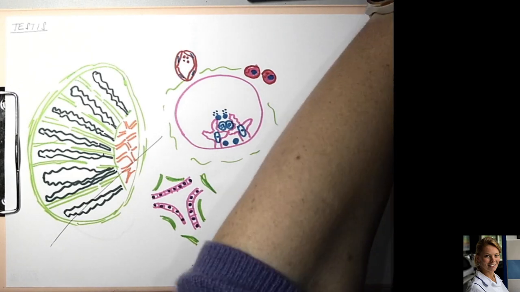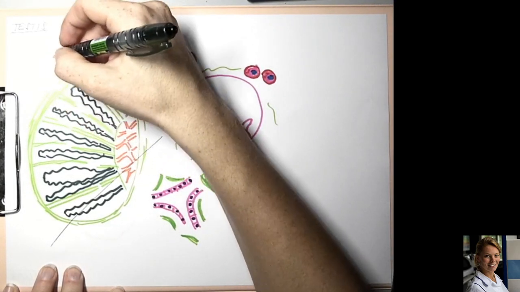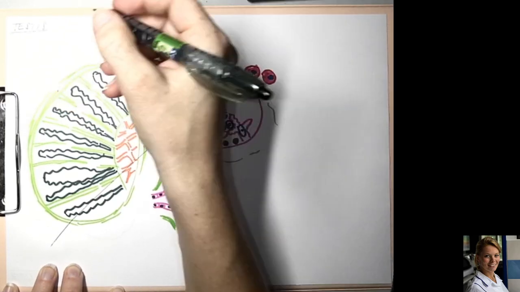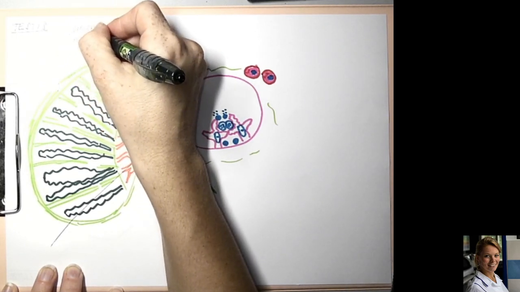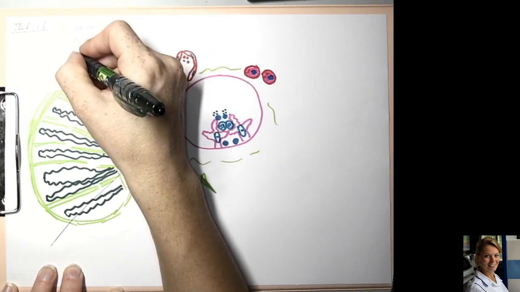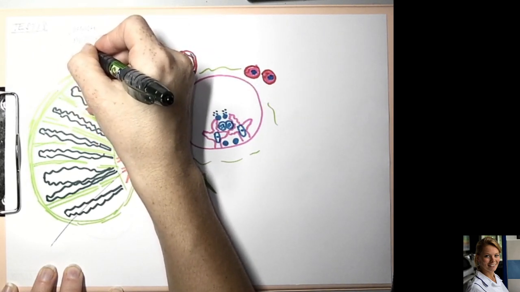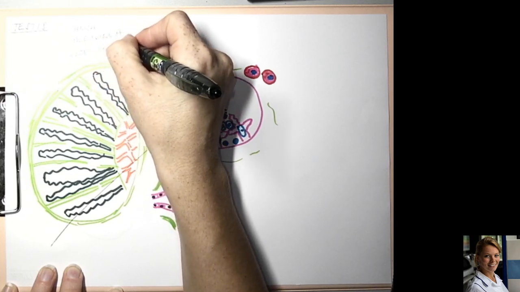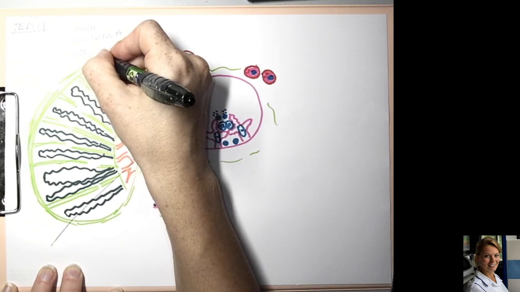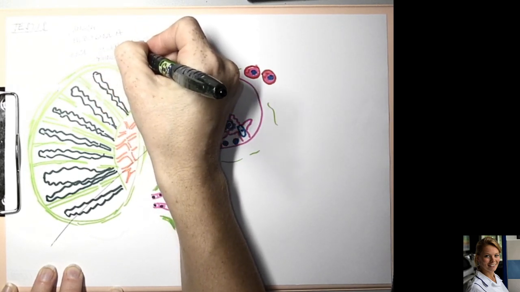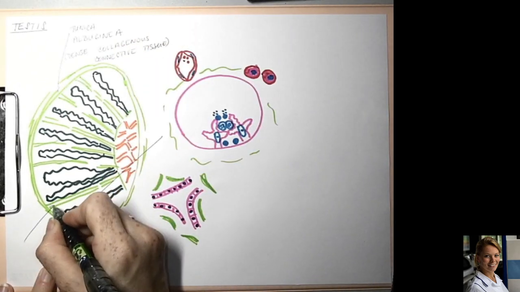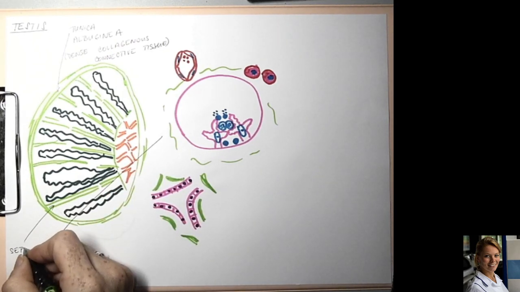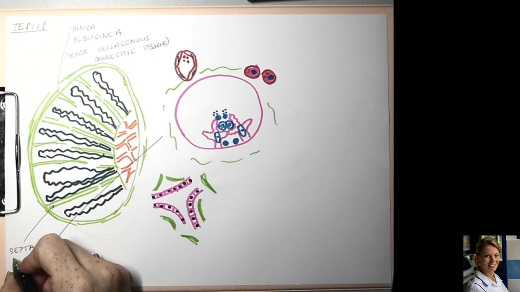So now we label the scheme. This is tunica albuginea, from dense collagenous connective tissue. Septa divide the testis into lobes.